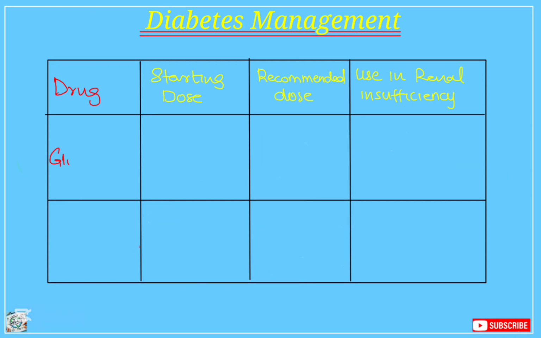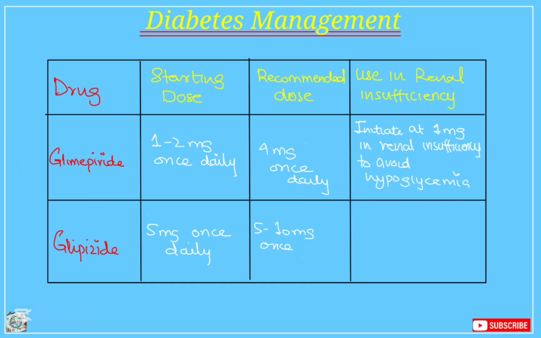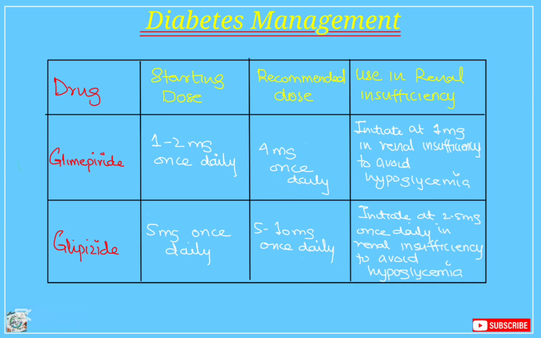Moving on to the sulfonylureas, the classic insulin secretagogues, glimepiride kicks off at 1 to 2 mg once daily with a typical recommended dosage of around 4 mg daily. But for those with kidney issues, the risk of hypoglycemia is real, so it's best to start at just 1 mg daily. Glipizide follows a similar pattern, beginning at 5 mg daily and a recommended dose of about 5 mg once daily. But in those with kidney problems, a cautious 2.5 mg starting dose is recommended.